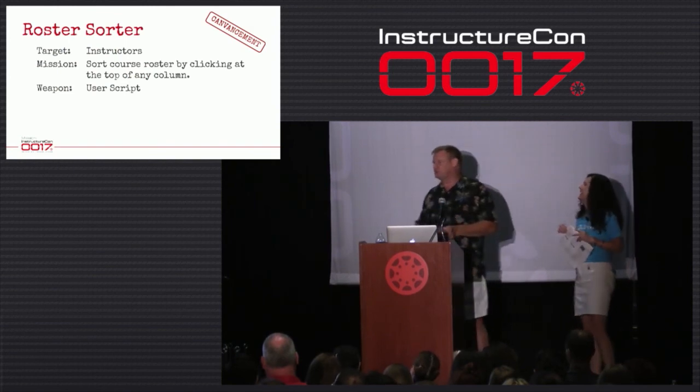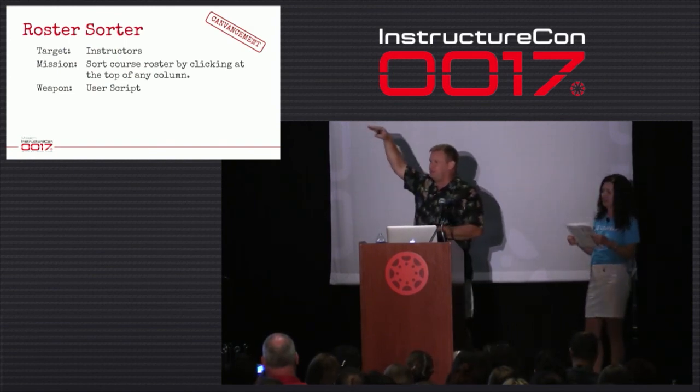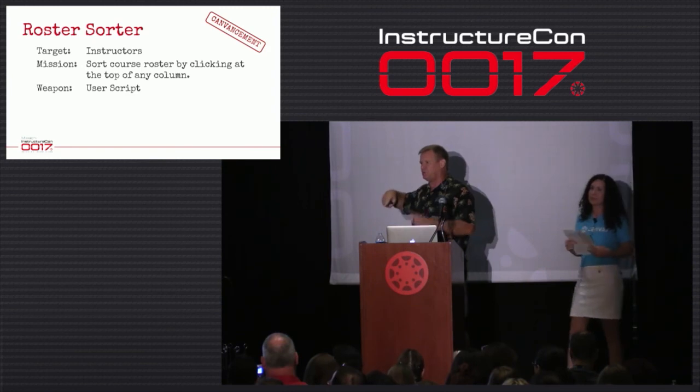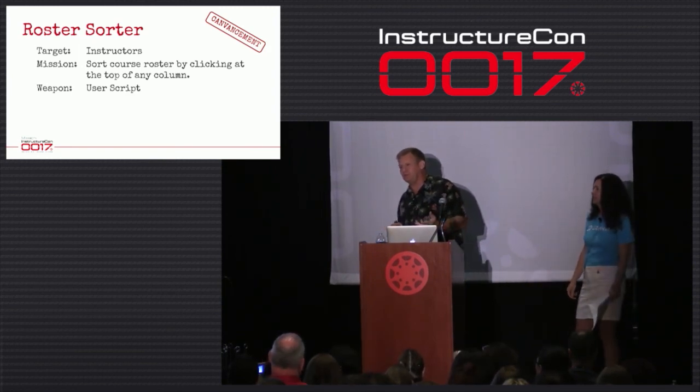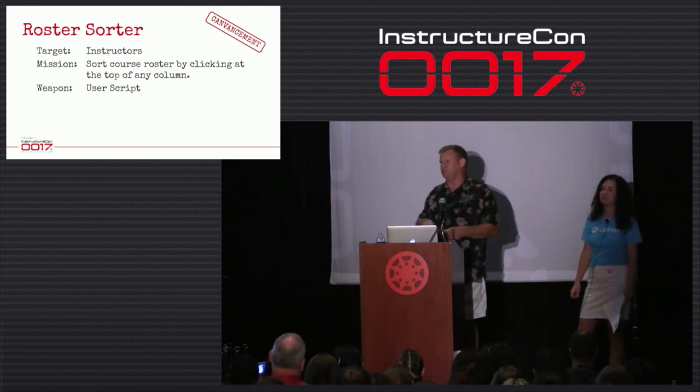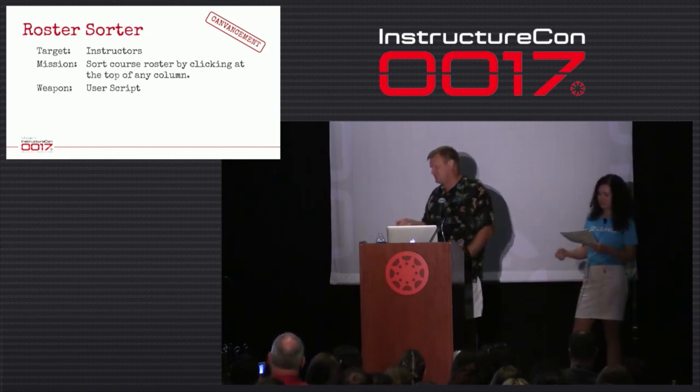I've also made a roster sorter so that you can click at the top of any of the columns on your people page and sort by that column. So if you want to see which students are spending the most time or the least time in your class, just click at the top of that column. You can sort by any of the columns that are there.